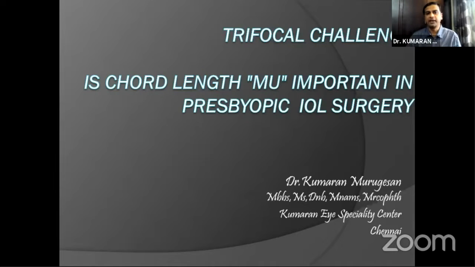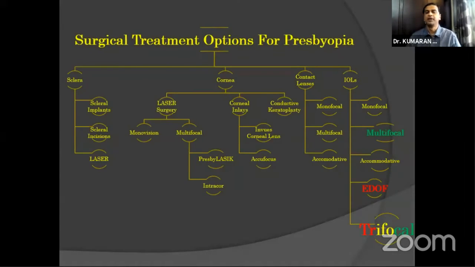My topic for the day is the trifocal challenge: is chord length mu an important factor in presbyopic IOL surgery? There are a lot of presbyopic correcting IOLs available at present, and the latest generation trifocals and hybrid lenses have hit the market for quite some time. A lot has been talked about how accurate we can be with these presbyopic IOLs, how to calculate the biometry, and how to do a surgical technique to get a successful surgery.